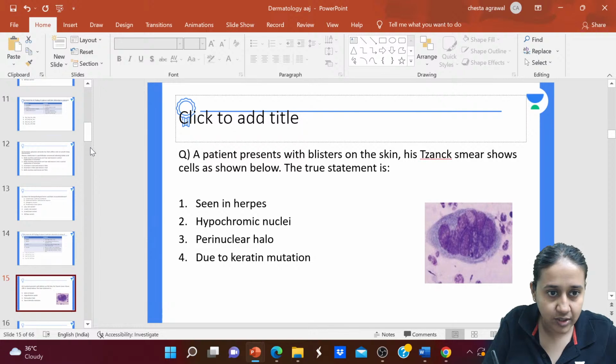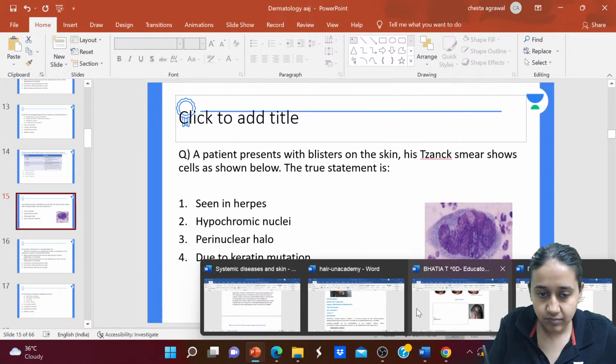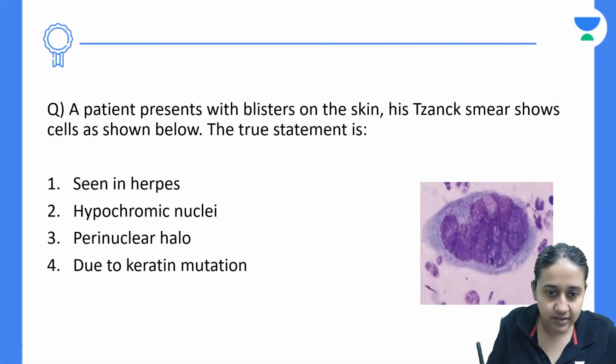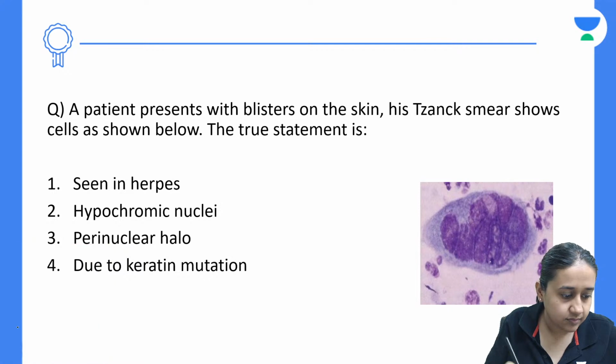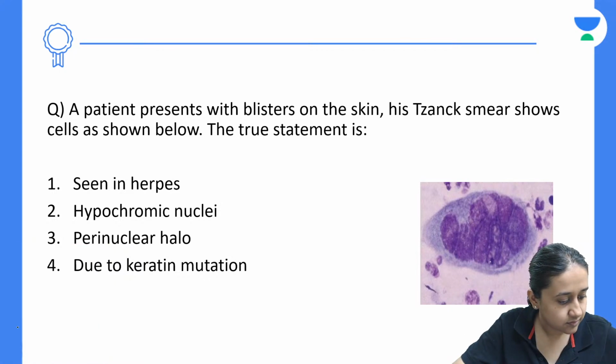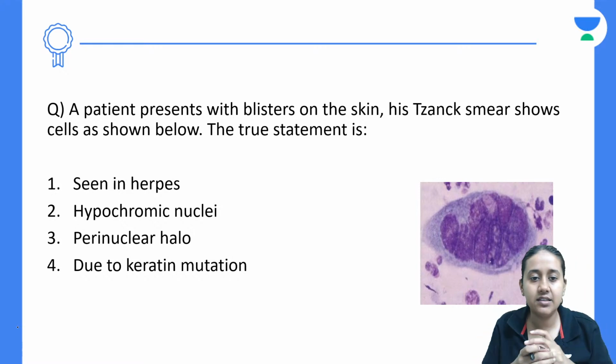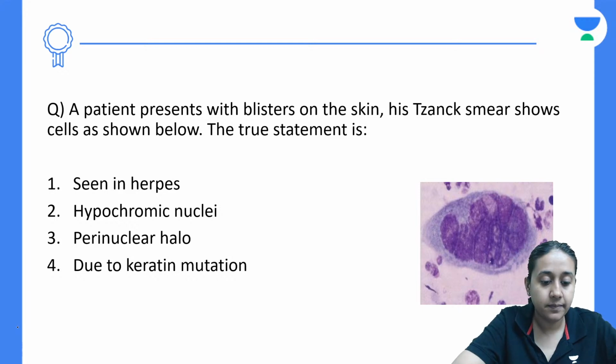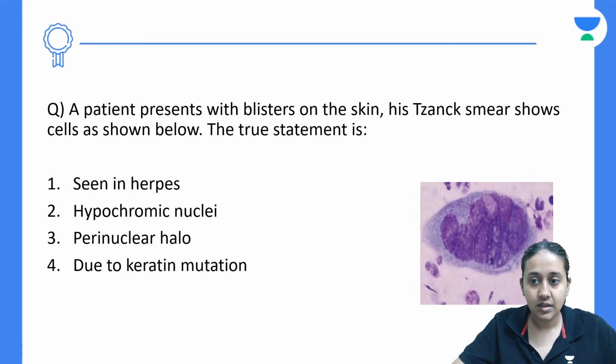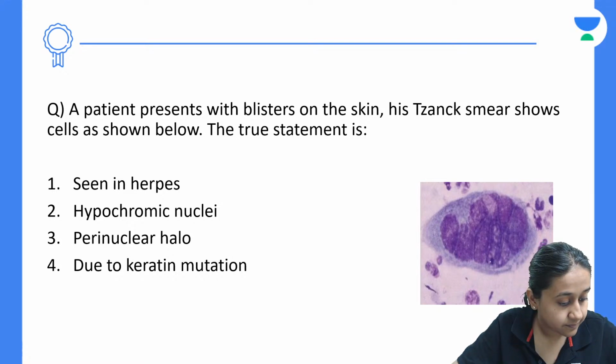Now let's move to the next question. What is the correct answer here? A patient with blisters on the skin. His Tzanck smear shows cells as shown in the image. What is the true statement? What is the correct answer?